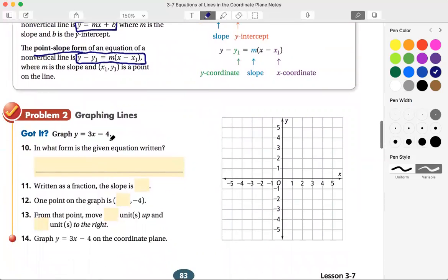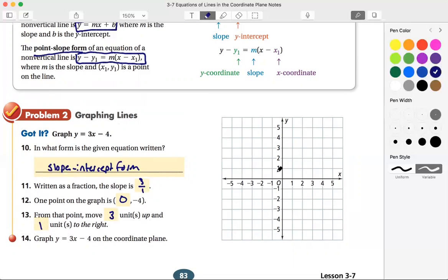So here's the equation, y equals 3x minus 4. The first thing we recognize is what form is it given to us? It is given to us in slope-intercept form. So written as a fraction, the slope is 3 over 1. One point on the graph is 0, negative 4. That is the y-intercept. So from the y-intercept, I'm going to move 3 units up and 1 unit to the right. Now let's graph it.